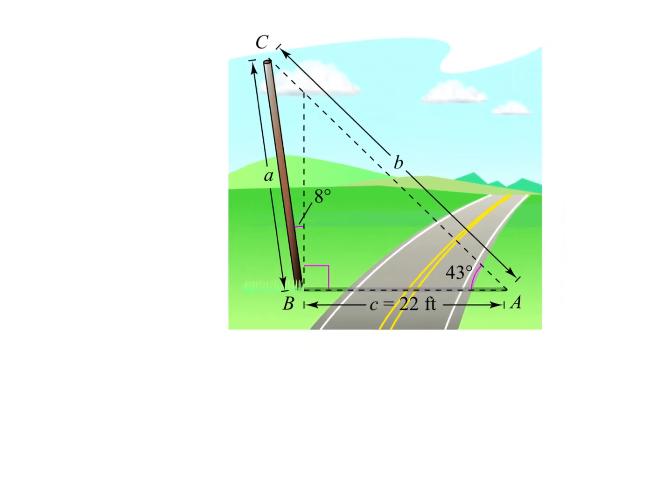What would the angle down here be? What is angle B? It's 90 plus a little bit more. How much more? 8 degrees more than 90. So what would it be? 98.